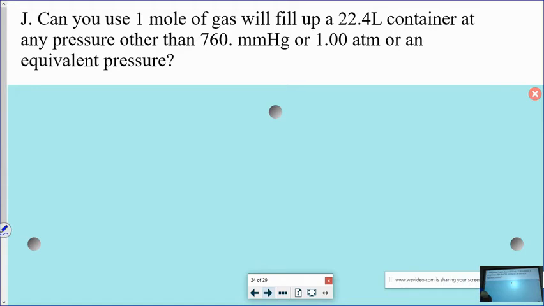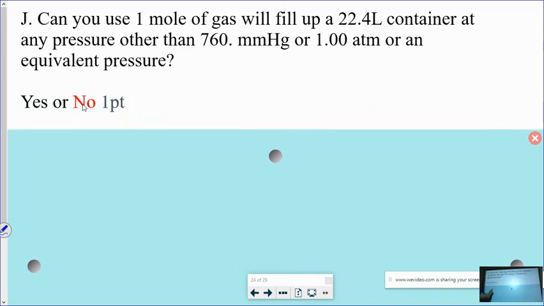Can you use 1 mole of gas to fill up a 22.4 liter container at any pressure other than 760 or 1 atmosphere? And again, the answer is no. It's always got to be those temperatures and pressures for that 22.4 liters to be correct. If you add more external pressure, it's going to occupy a smaller volume. If you have less external pressure, then it's going to occupy a larger volume. So no, you need those conditions for that to occur.